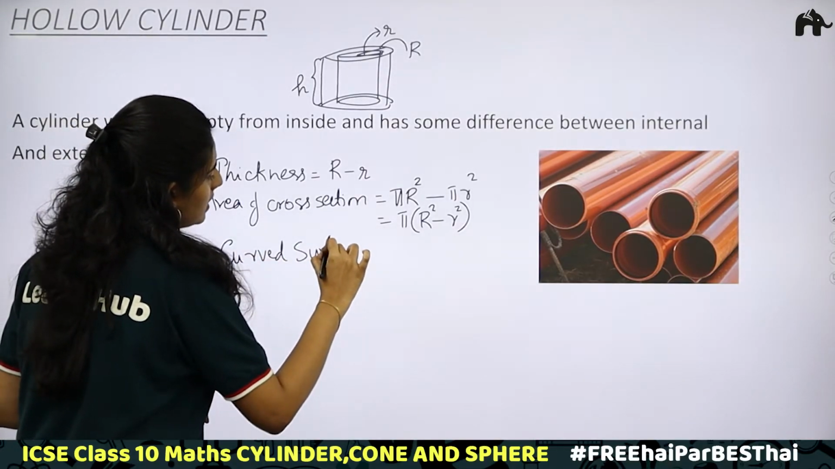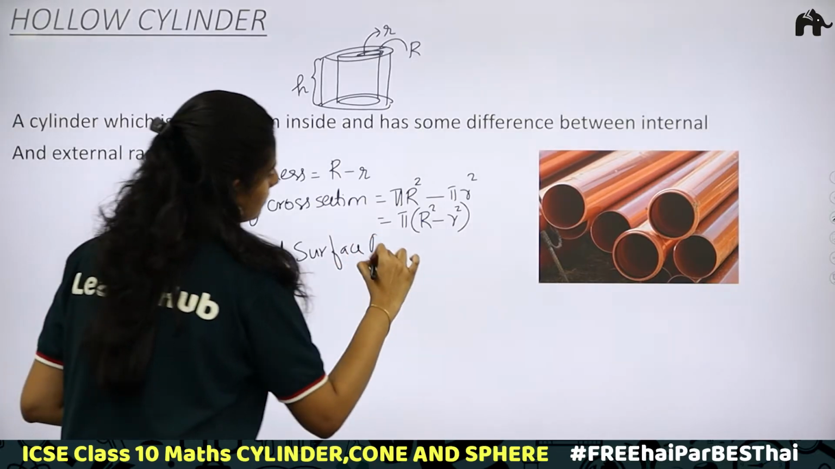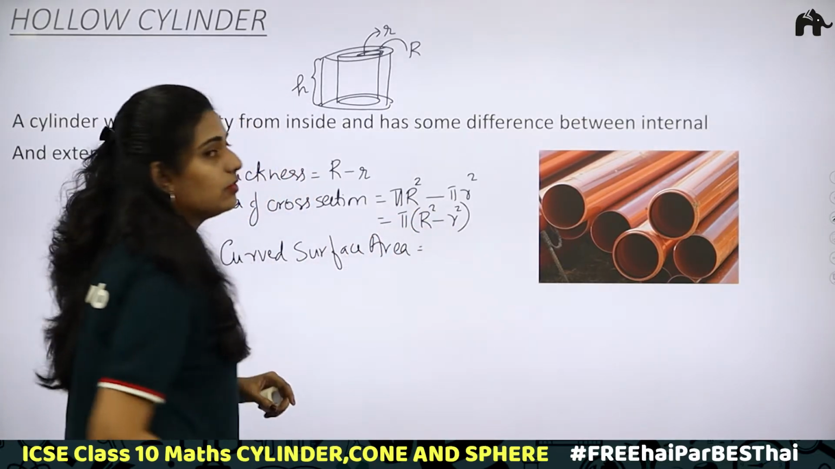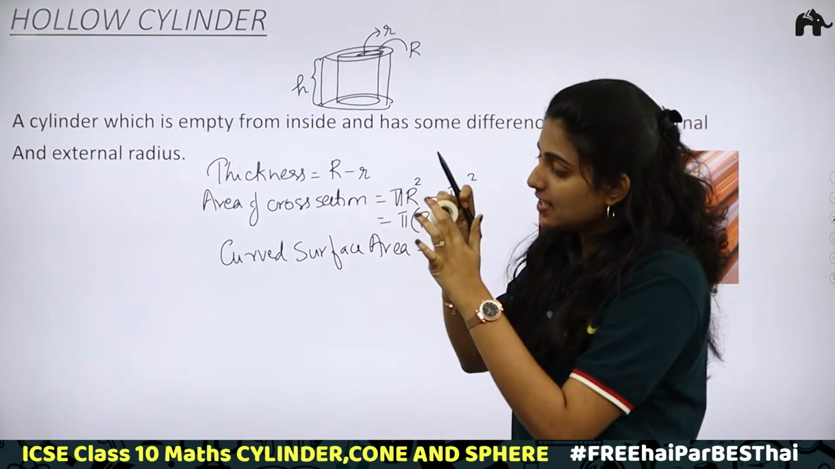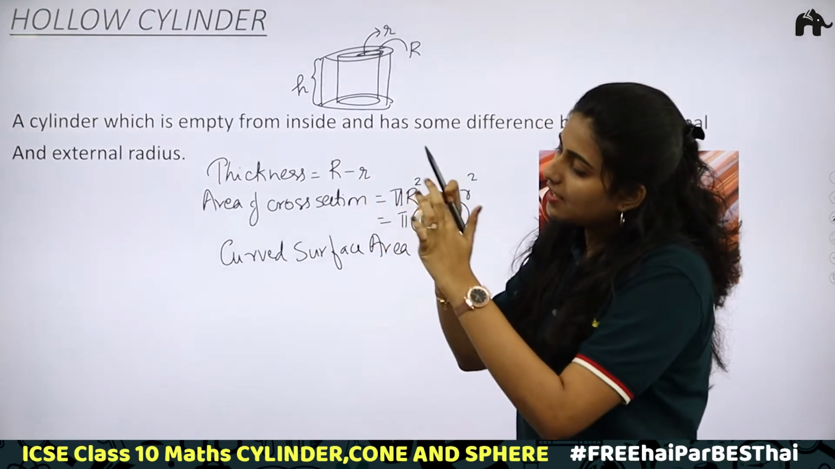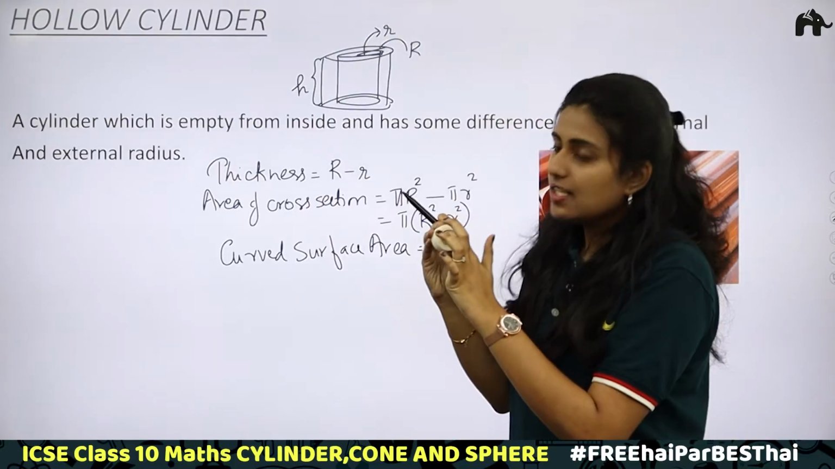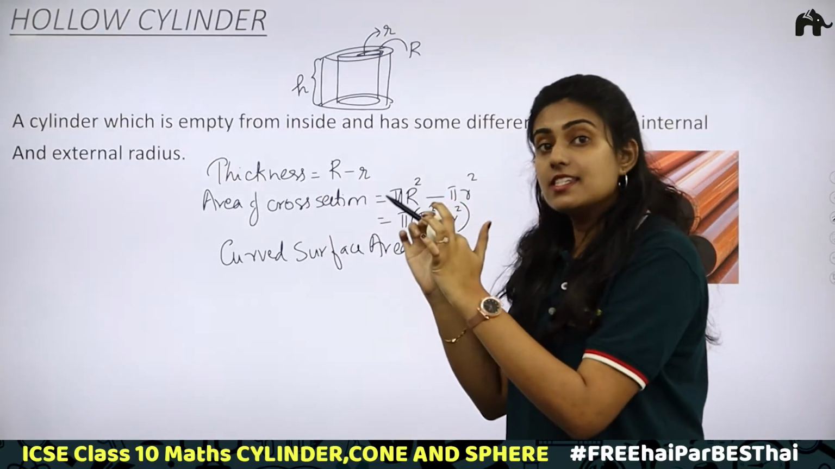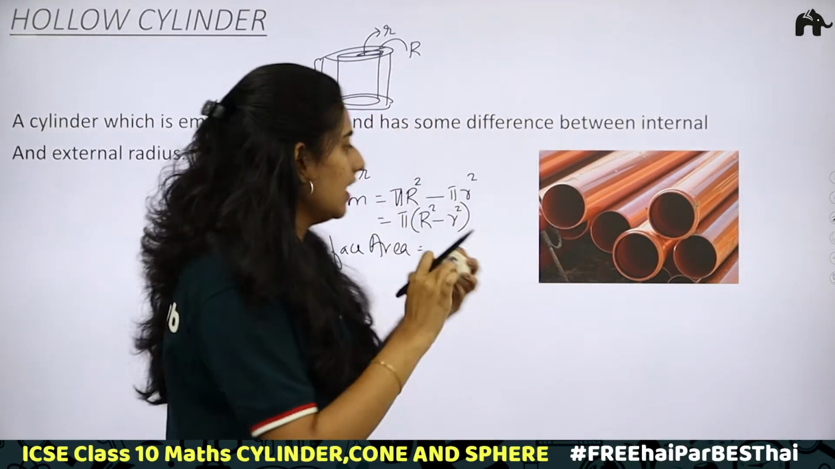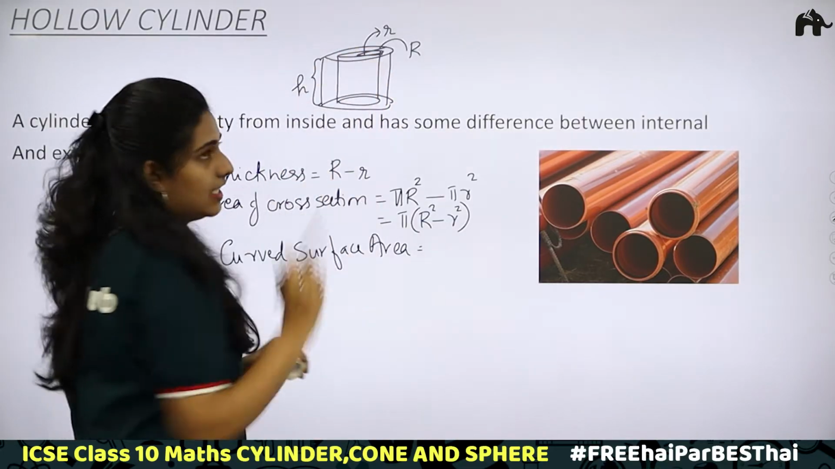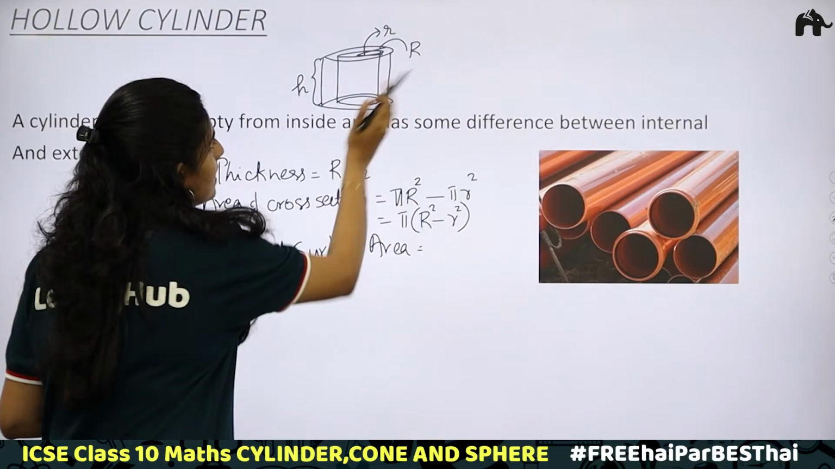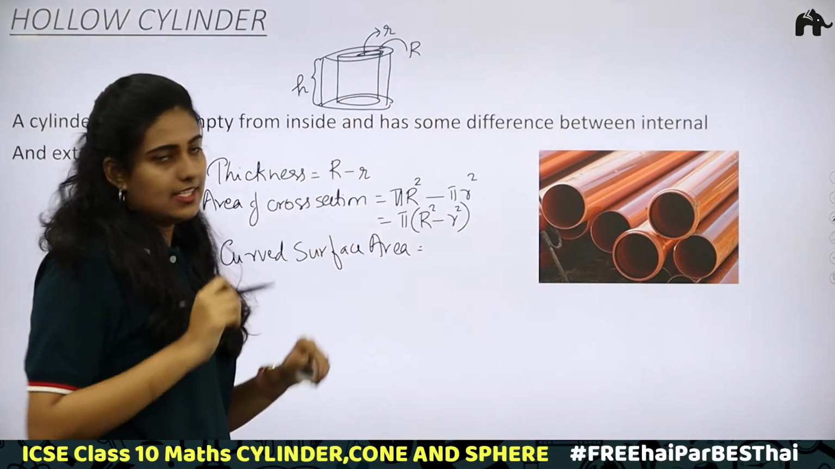When it comes to curved surface area, we have two types of curved surface area here. One is for the internal part and the other for external part. Internal curved surface area and external curved surface area. To find the internal curved surface area, we will use the internal radius, and to find external curved surface area, we will be using the external radius.